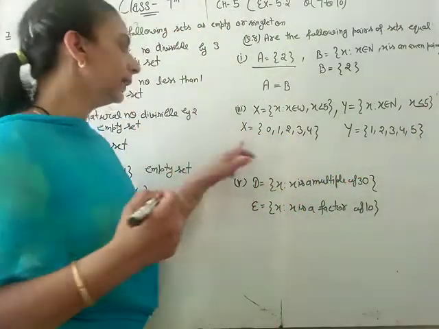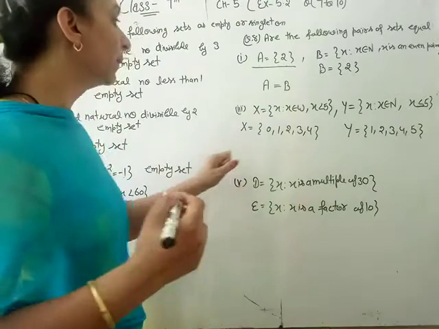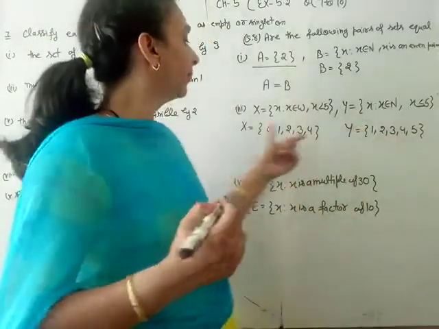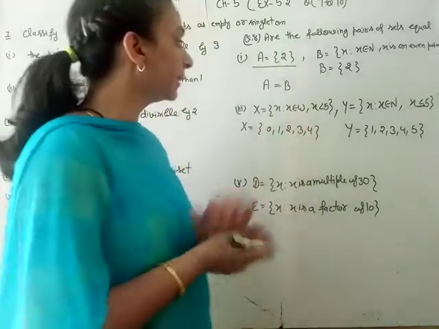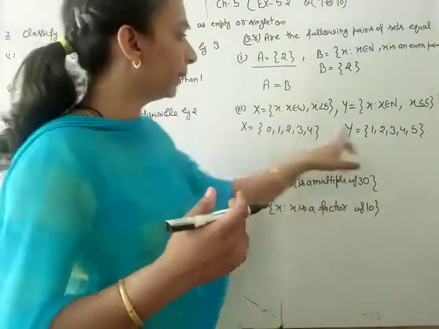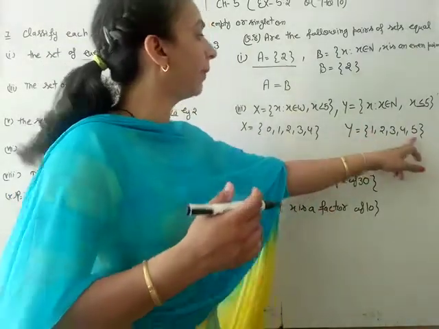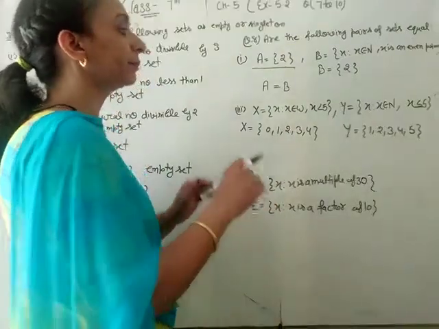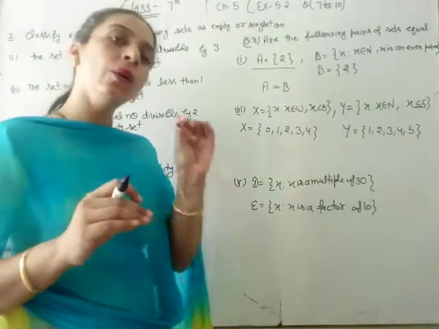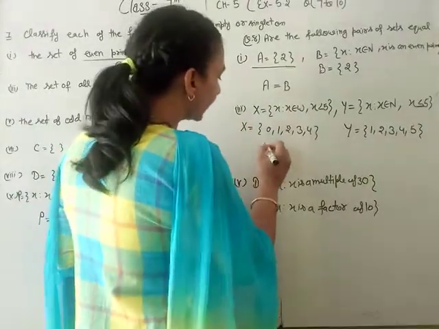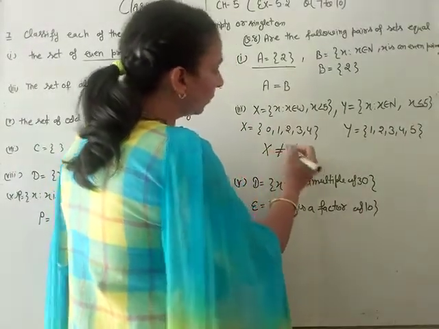Are these two sets equal or not? Students, there are 5 elements, there are also 5 elements. Number of elements same, cardinal number same, but elements are not same. There is 0 but there is not a 0. There is 5 but there is not a 5. So if cardinal number same, then these sets are only equivalent sets, not equal sets. So X set not equal to Y set.